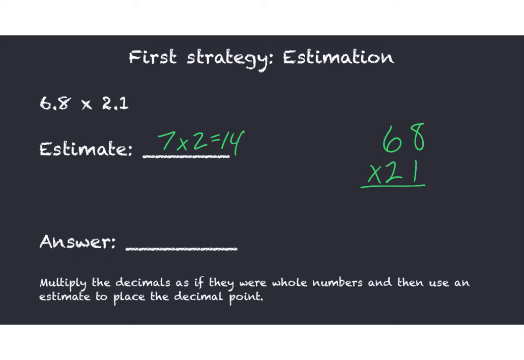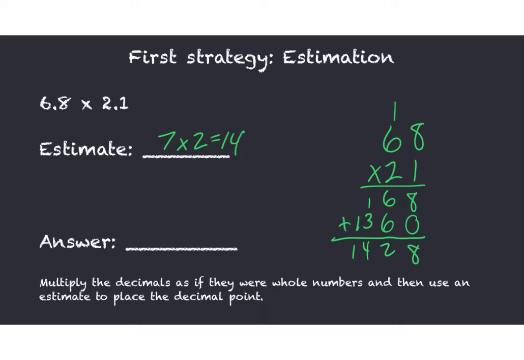So 68 times 21. 1 times 8 is 8. 1 times 6 is 6. 2 times 8 is 16. 2 times 6 is 12, plus 1 is 13. Let me correct that. Erase that and rewrite it. There we go. That's better. All right. Then we're going to add these two partial products. 8, 12, 4, 1. So 1, 4, 2, 8. If our answer was a whole number, it would be 1,428.